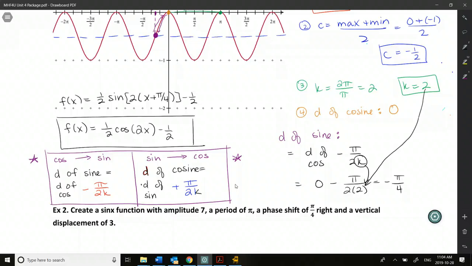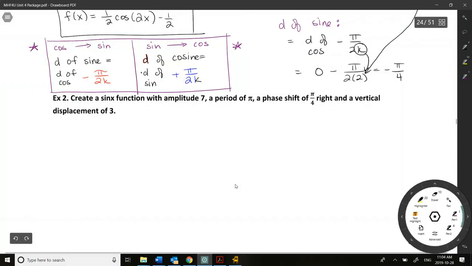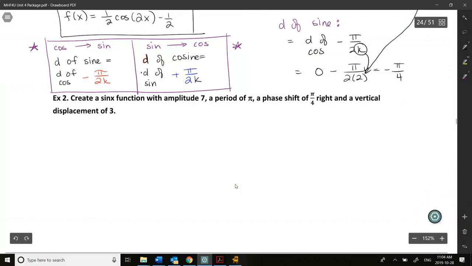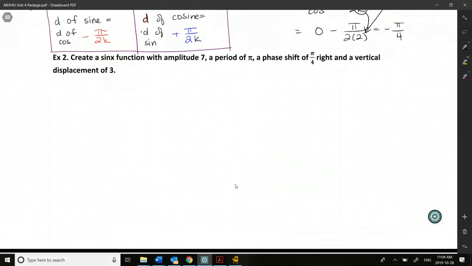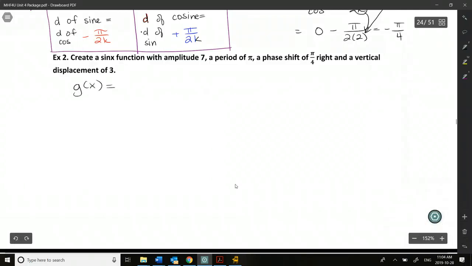Okay, so we're going to practice switching between sine and cosine one more time. For example 2, I'm going to create a sine and a cosine function. So does someone want to help us out? If we're looking at a sine function with amplitude 7, period of pi, phase shift of pi over 4 right, and vertical displacement of 3, what can we plug into our equation here? We'll call this g of x. Give me one thing out of A, K, D, and C. Sam?